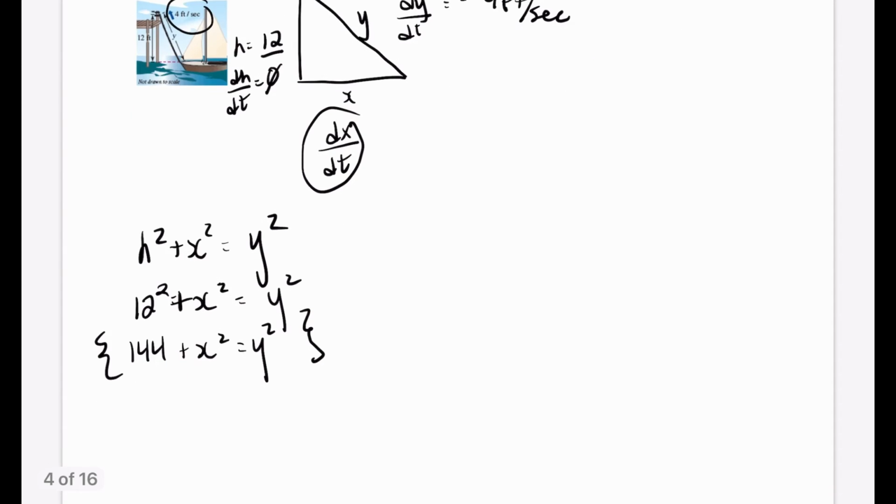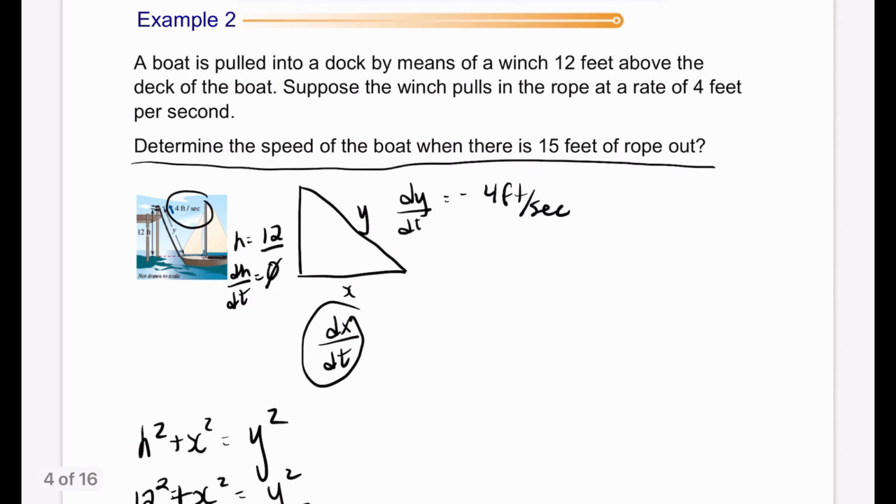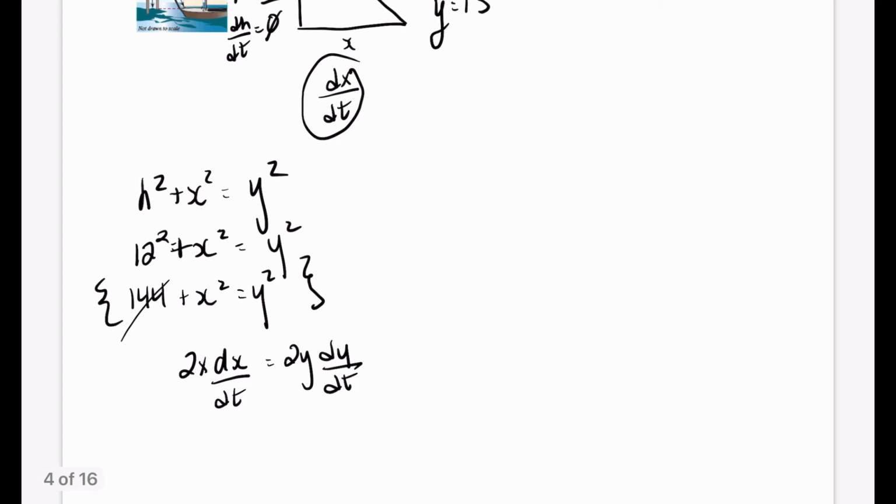So in doing that, I know the derivative of 144 is 0 because it's a constant term. I know the derivative of x squared is 2x dx by dt. And I know the derivative of y squared is 2y dy by dt. So I can start filling in my unknowns. In my question it says determine the speed of the boat when there's 15 feet of rope out. That means my y is equal to 15. So I can fill that in.